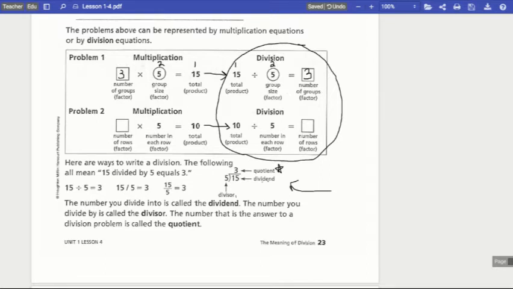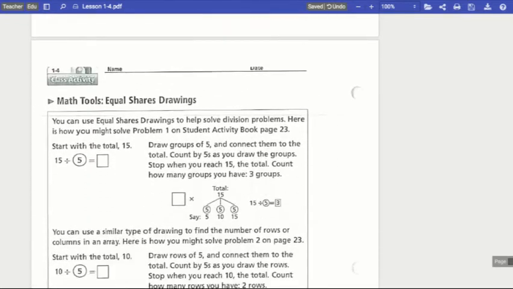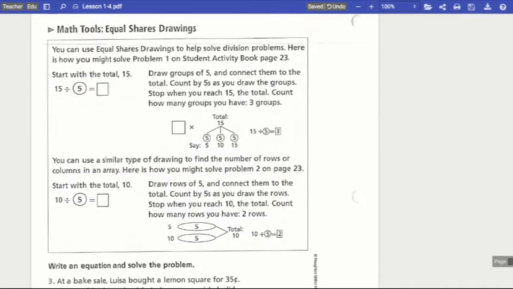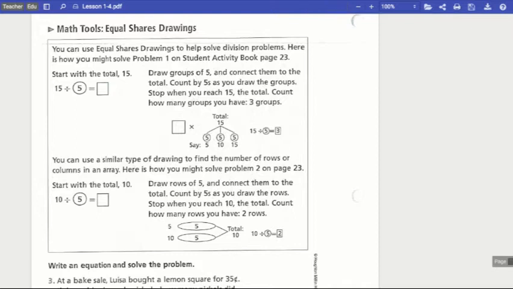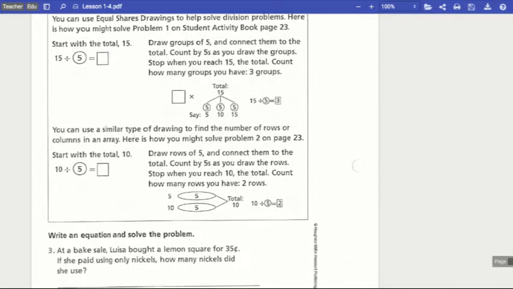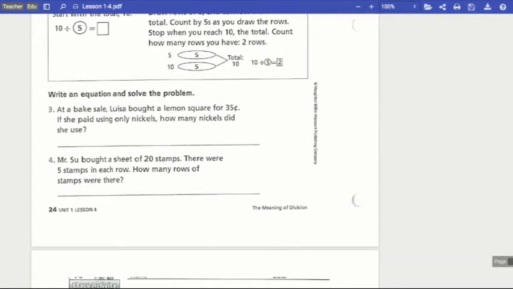Okay? Go ahead and get out your math boards, and we are going to do some practice here with some equal shares drawings. So we've practiced with equal groups drawings previously, and we touched on equal shares a little bit, but really equal shares drawings are the perfect math drawing or tool for when we're doing a division problem. So we're going to practice that on these problems here.